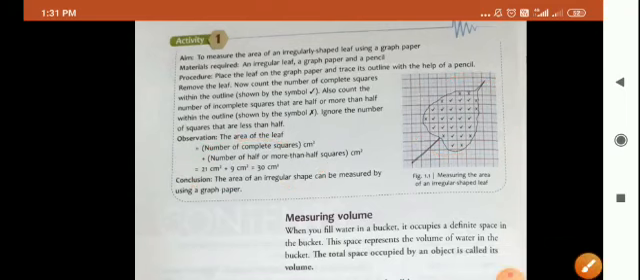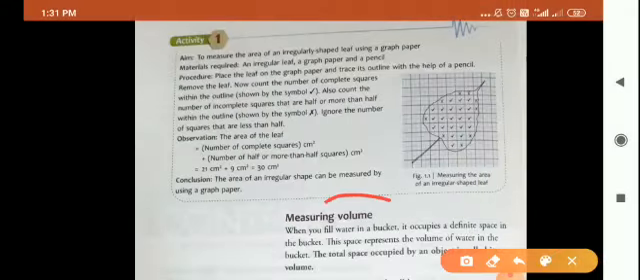Okay. Now we are coming to the next topic, measuring volume. Now, measuring volume. What is volume? Suppose, children, you fill water in a glass. So what is happening here? This water is occupying a definite space in the glass or not? Yes. So this space represents the volume of the glass of water.